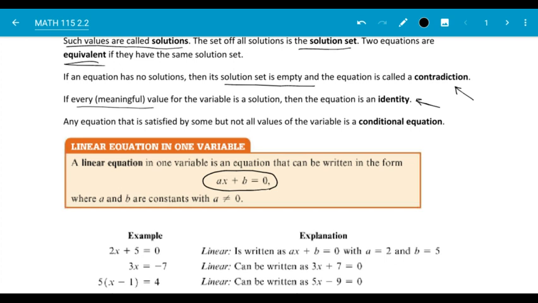And then most of the time, we look at an equation that is satisfied by some, but not all of the values. Maybe x equals 3 works, but x equals 4 does not. And that is called conditional. So most of the time, we're talking about conditional equations. Some special cases are contradictions, which are never true. Solution set is the empty set. And identities, which are always true.